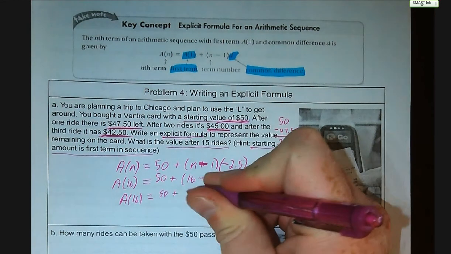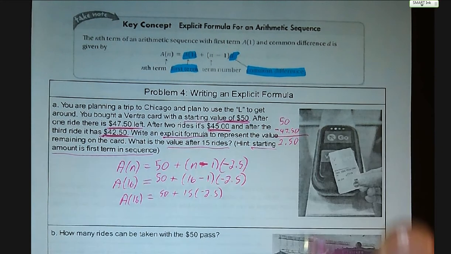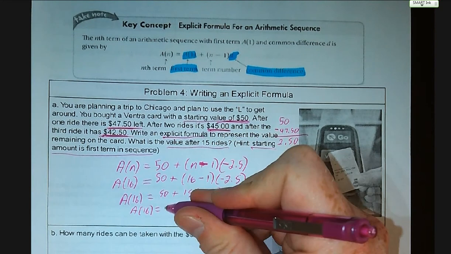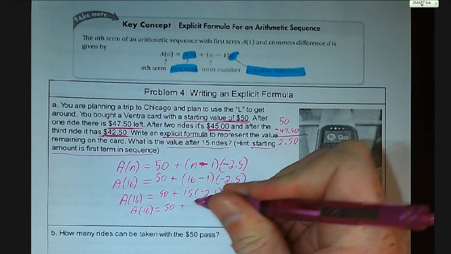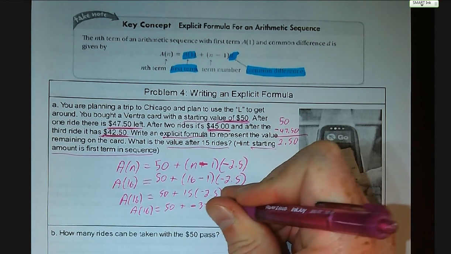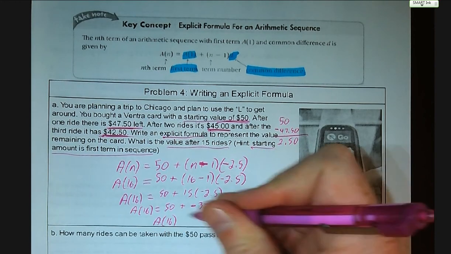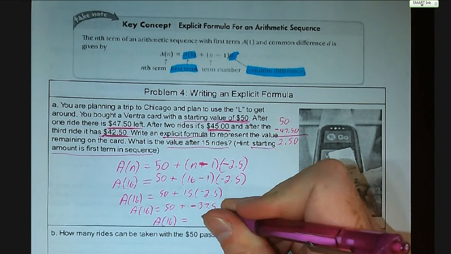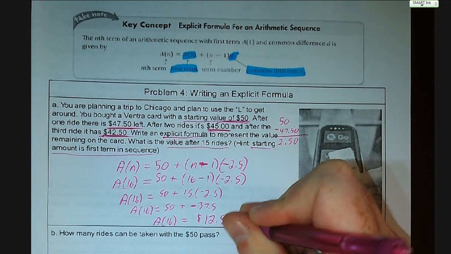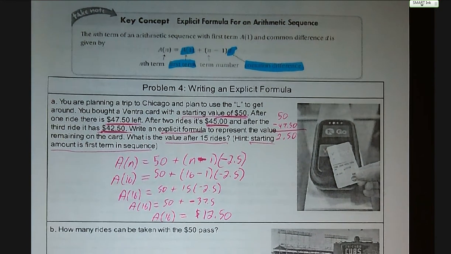So 50 is going to remain the same. 16 minus 1 is going to be 15. And then we need to multiply that by the negative 2.5 that we have for each ride. So 15 times negative 2.5, that's 37.5. So we have our $50 that we started with minus $37.50, and we are left with $12.50.